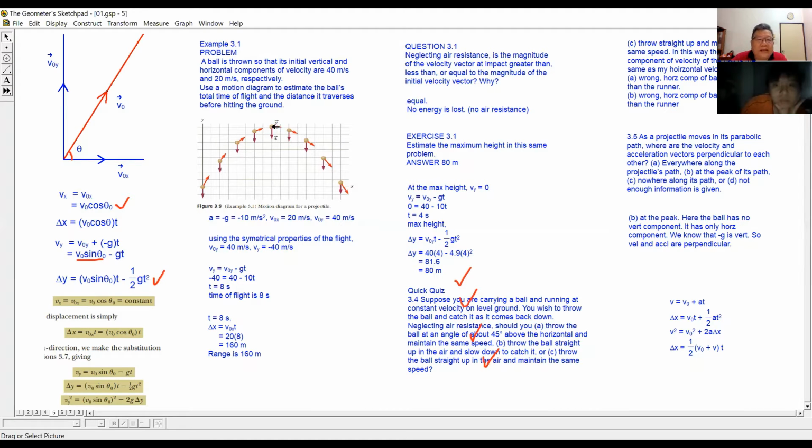Now, at this maximum height here, there is no vertical component of the velocity, because the vertical component at the maximum height is instantaneously zero, right? So there's no vertical component, only the horizontal component. So this defines the maximum height.